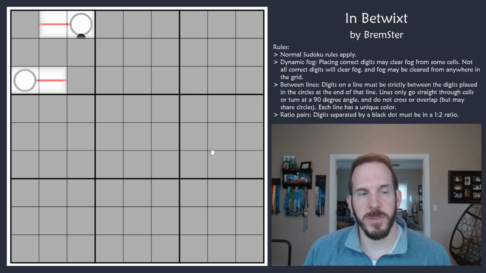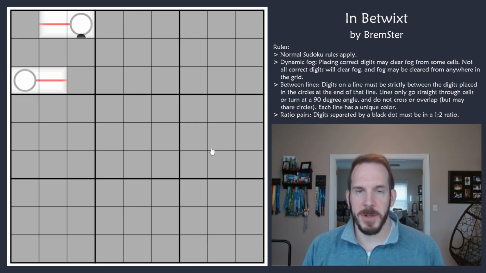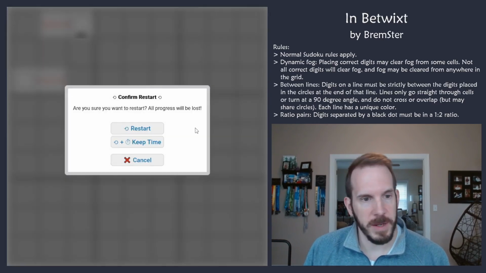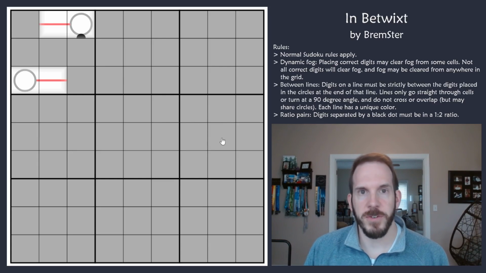I shortened the rules here on the screen from the ones in the actual puzzle link, just to save on some space, but I'll explain anything else throughout the solve. Please give this one a try. For now, I'm going to reset my timer and give this one a shot.